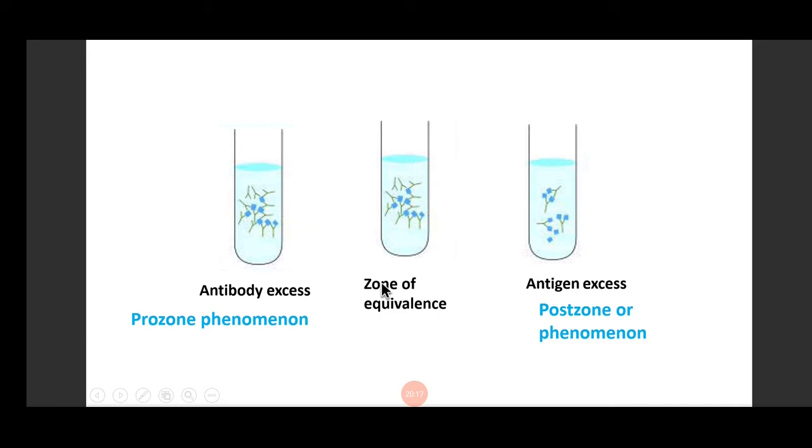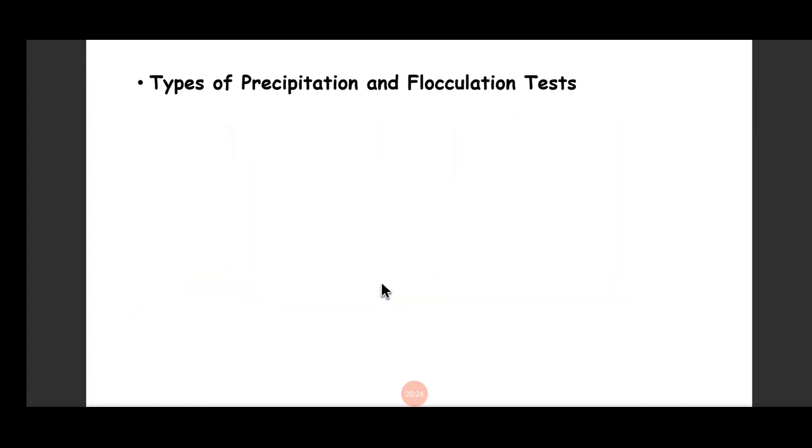So we have a zone of equivalence, we have a prozone phenomenon, and we have a postzone phenomenon. We should consider this. It is really important that the antigen-antibody reaction takes place at a zone of equivalence, where antigen and antibody concentrations are optimum, because this is the basis of all our further antigen-antibody reactions, which we are going to discuss. Is there any problem till now?